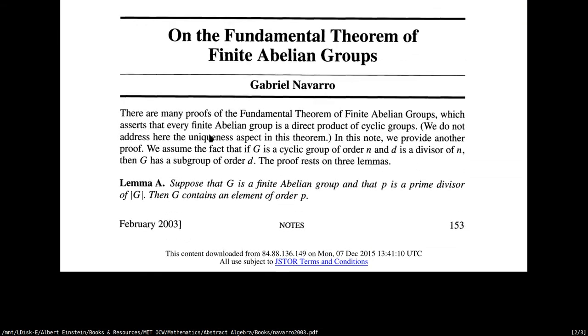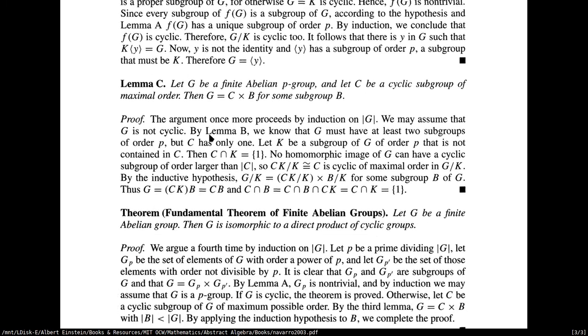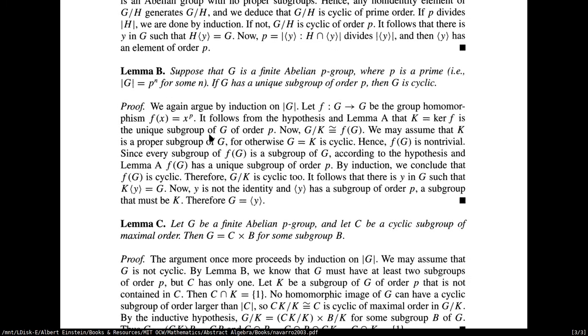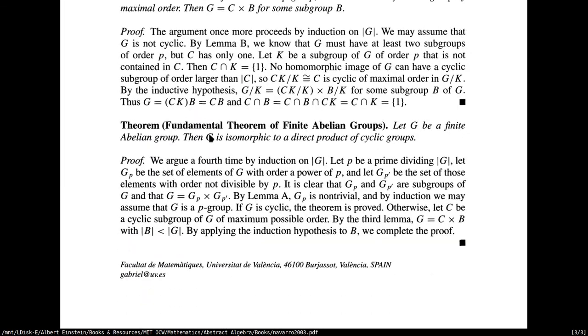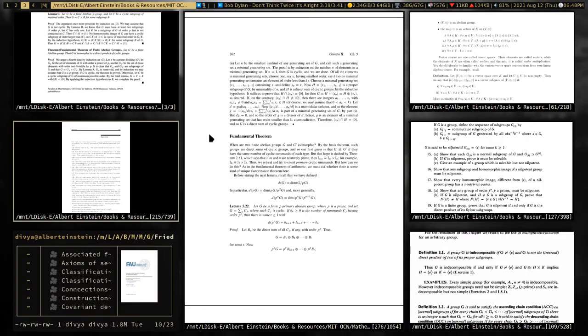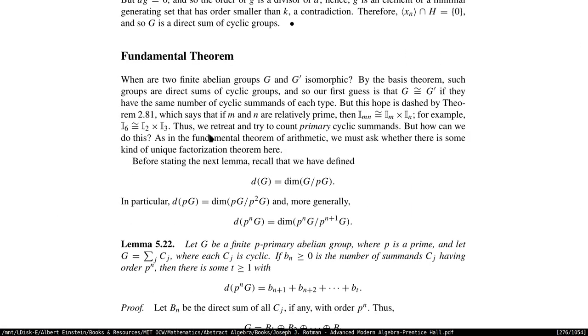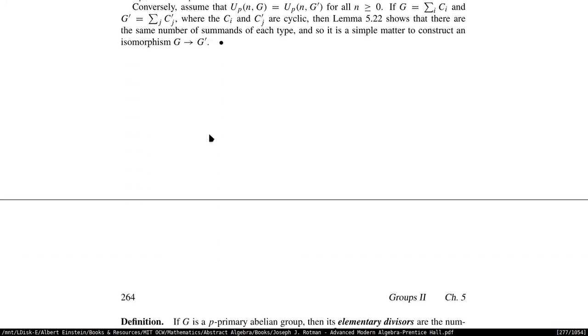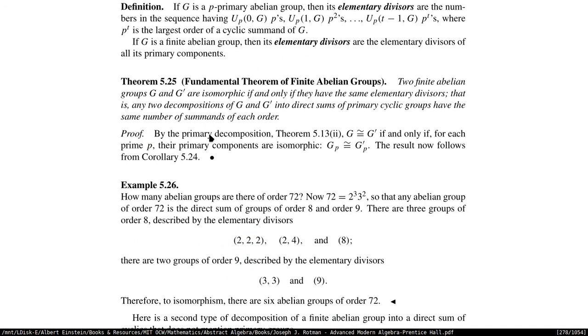At least he doesn't spend 20 pages building up lemmas, he has like ABC lemmas, so that's okay. 3 lemmas. We can go. I guess the weird thing is it doesn't really seem like it's saying, oh yeah, there it is, on page 264. It's like we already know that it can be broken down, but this is showing the uniqueness part. That they're isomorphic if and only if they have the same elementary divisors.